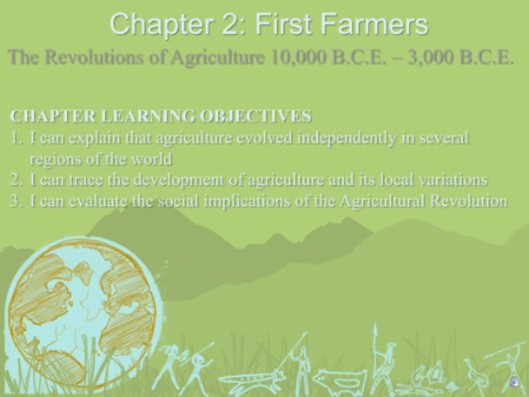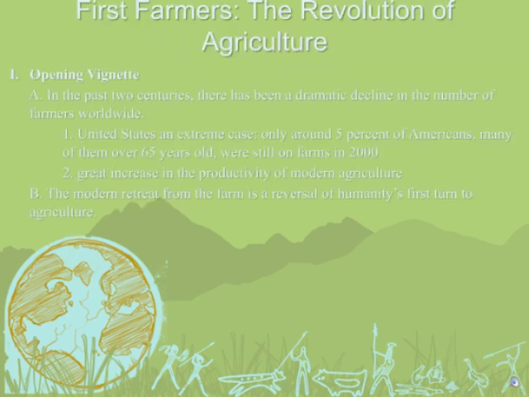You should be able to trace the development of agriculture and its local variations, so that transition that occurs from Chapter 1 to Chapter 2, and of course our transition from Chapter 2 to Chapter 3 when we start getting into full-blown civilization. And you should be able to evaluate the social implications of the agricultural revolution, which will be a good transition into Chapter 3 when we get into civilization.